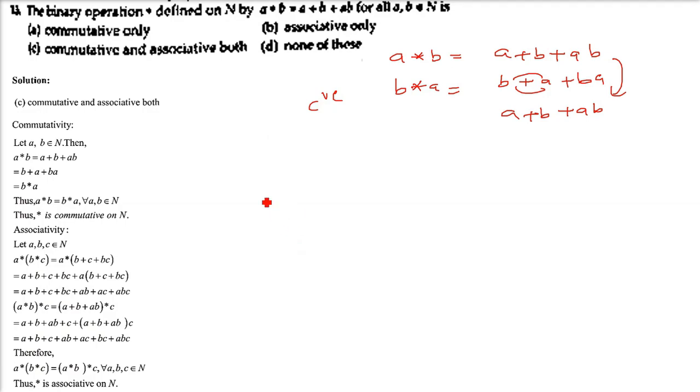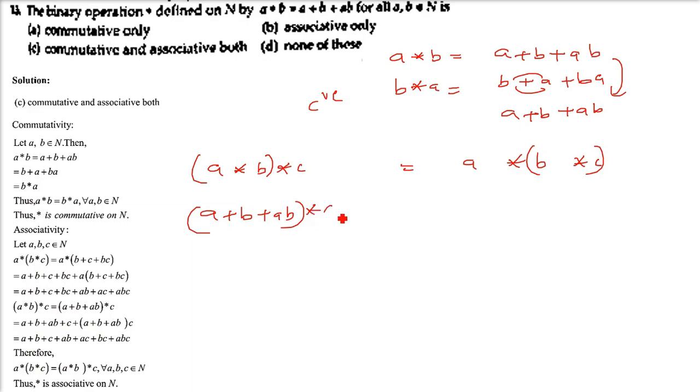Now coming to associative. Let us see: (A star B) star C, whether it is equal to A star (B star C), if we do AB first or BC first. So A star B is A plus B plus AB. Then we do it with C. So what do we do? In place of A, put all of this. In place of B, put C.